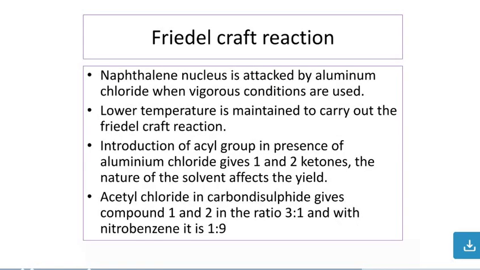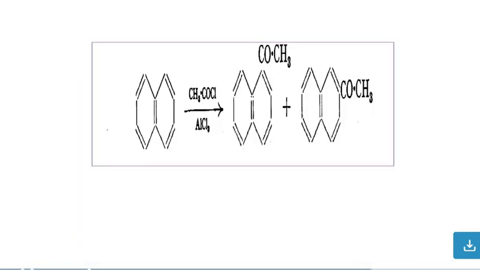Now the Friedel-Crafts reaction. The naphthalene nucleus is attacked by aluminum chloride when vigorous conditions are used. A low temperature is maintained to carry out the Friedel-Crafts reaction. Introduction of an acyl group in the presence of aluminum chloride gives 1,2 ketones. The nature of the solvent affects the yield. Now acetyl chloride in carbon disulfide gives compounds 1 and 2 in the ratio 3:1, and with nitrobenzene it is 1:9. Now you can see the reaction scheme.